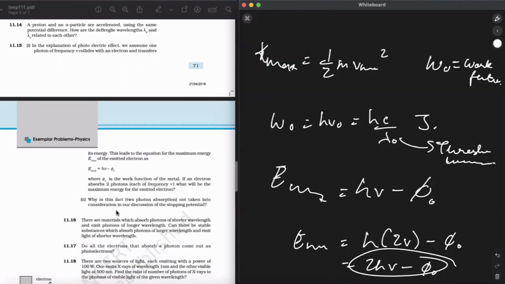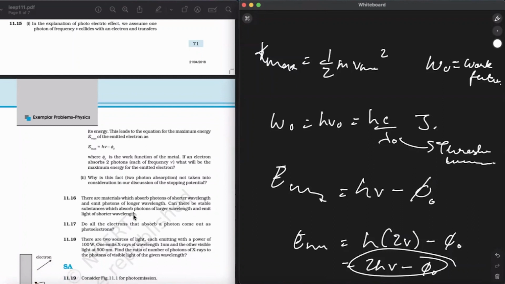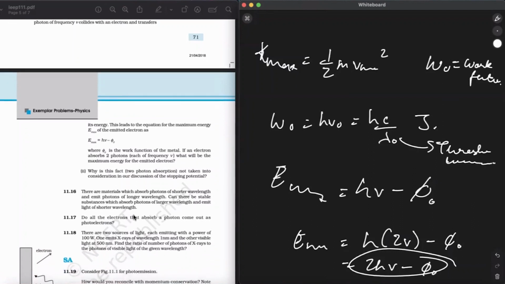And also question number 2, why is this fact not taken into consideration in our discussion of the stopping potential? Okay, so the probability of absorbing two photons by the same electron is very rare. It is like one in a million kind of probability. So such emission will be negligible, and that is why it is not taken into account.